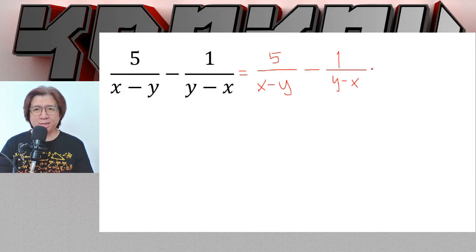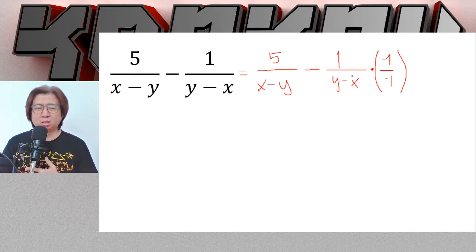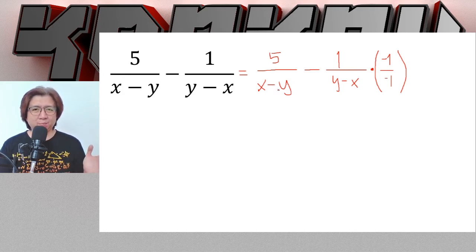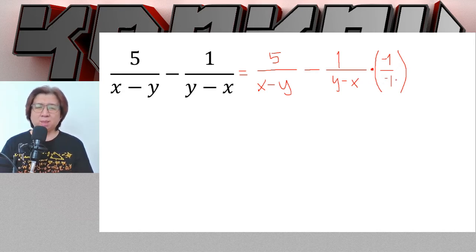Now we are going to multiply this by negative 1 all over negative 1. Why do we have to multiply it by negative 1 over negative 1? Because on the first term the x is positive, while on the second term the x is negative. So to make it positive, we have to multiply it by negative 1. And the same thing with y: on the first term the y is negative, but on the second term the y is positive. So to make it negative also, we have to multiply it by negative 1.